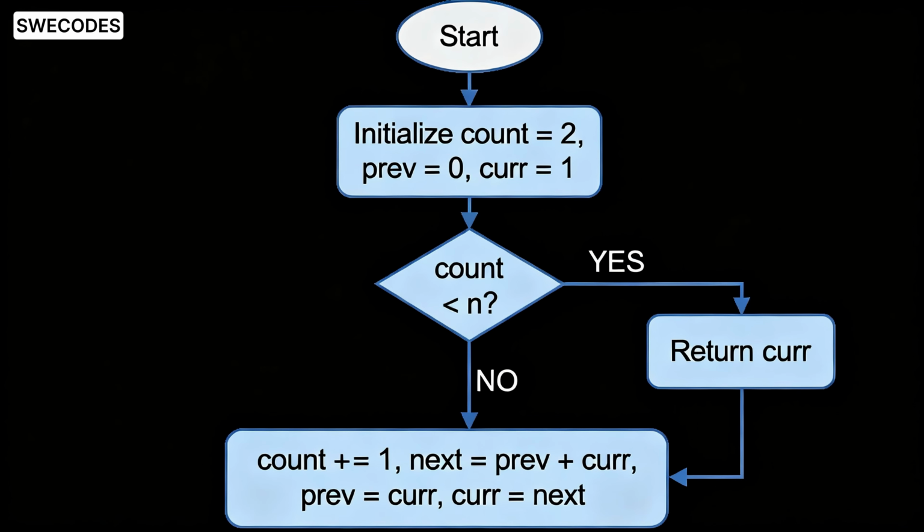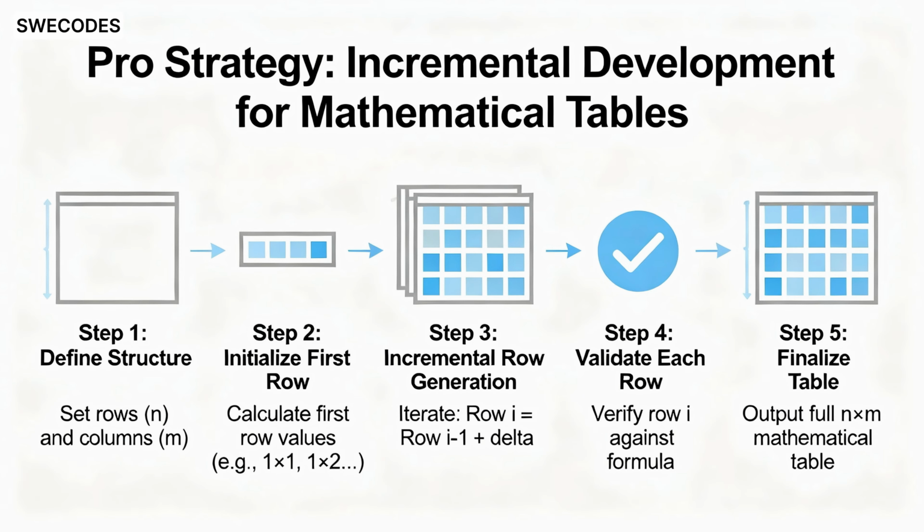Return. When the loop finishes, cur holds the Fibonacci number at position n. No recursive calls. No stack bloat. Just pure, efficient bottom-up calculation. Pro strategy: incremental development. Now let's use this iterative power for a classic computing task, generating mathematical tables. But we're not just going to dump 30 lines of code. We're going to build it using a professional strategy, incremental development.